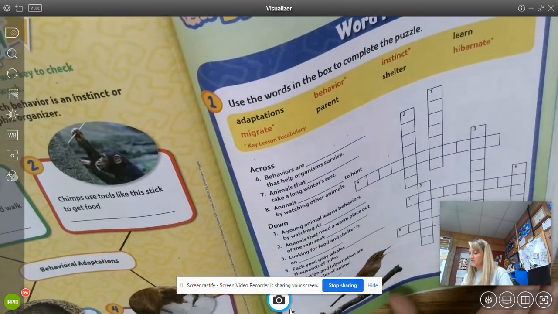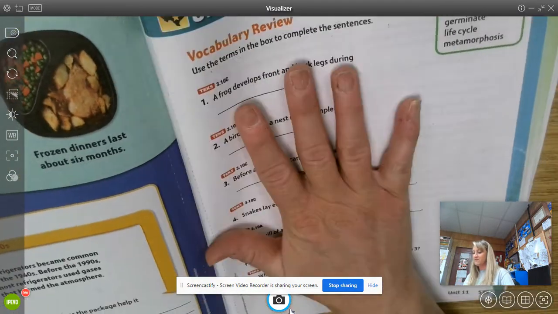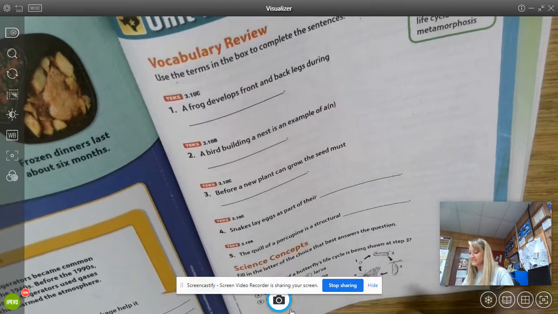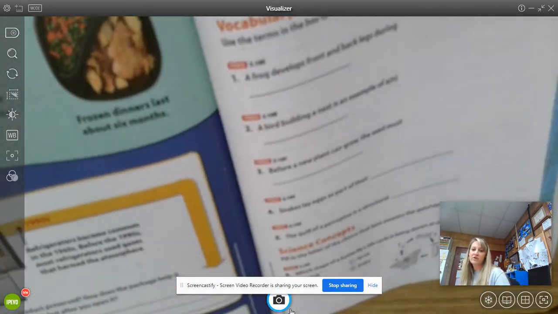Okay. This right here is going to be for a test grade, 1 through 16. Look up your answers in your book and go slow, and good luck.